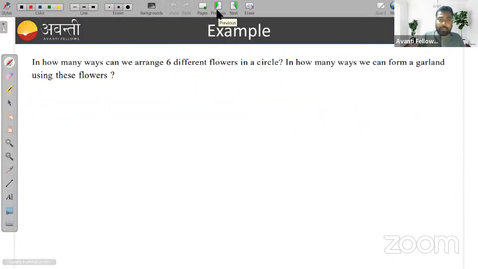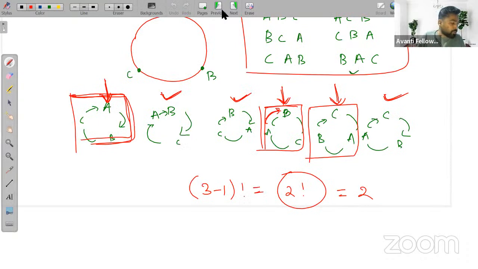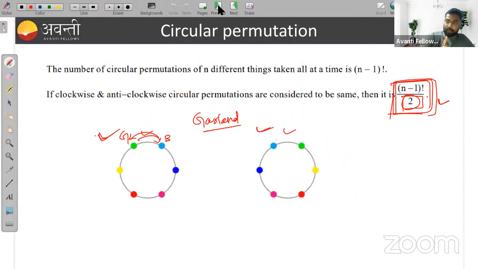So everyone clear? Everyone understand the concept of circular permutation now? In case of a garland or bracelet, you divide (n minus 1) factorial by 2, and when you are arranging n objects taken all at a time in a circular table, then the answer will be (n minus 1) factorial. Is that clear, everyone?